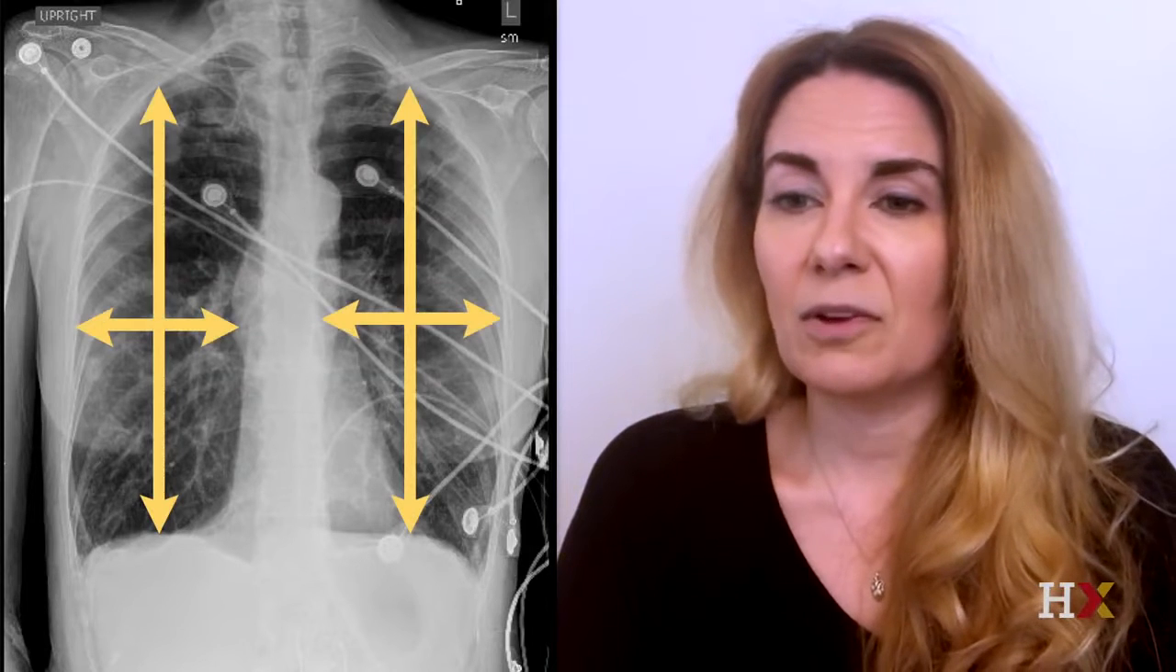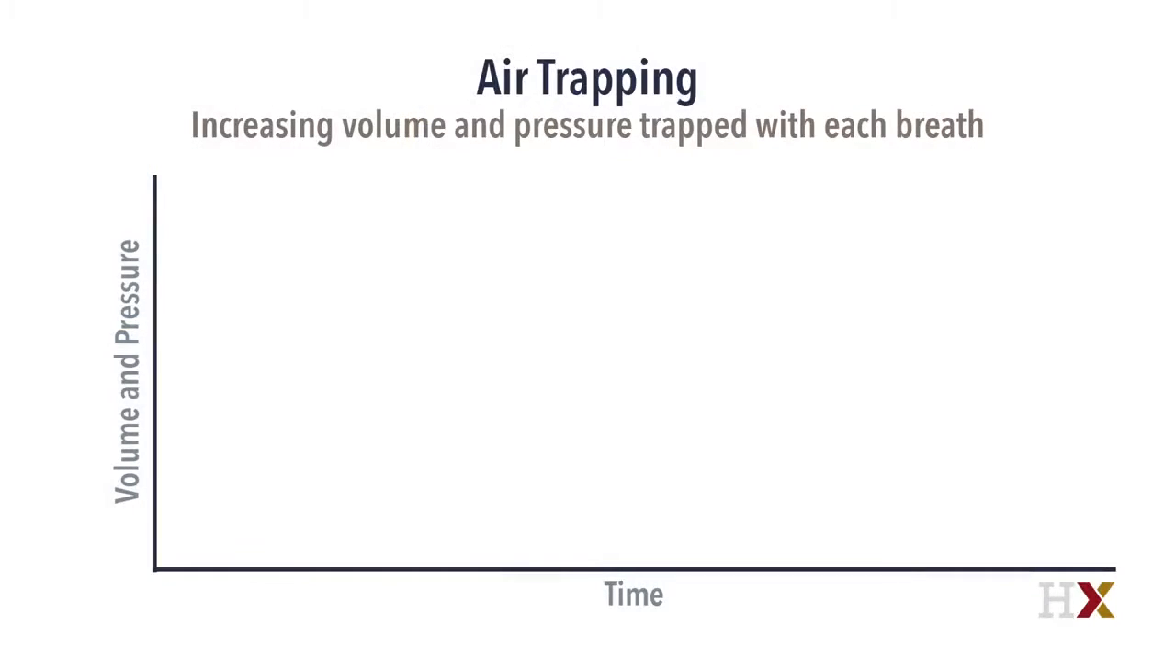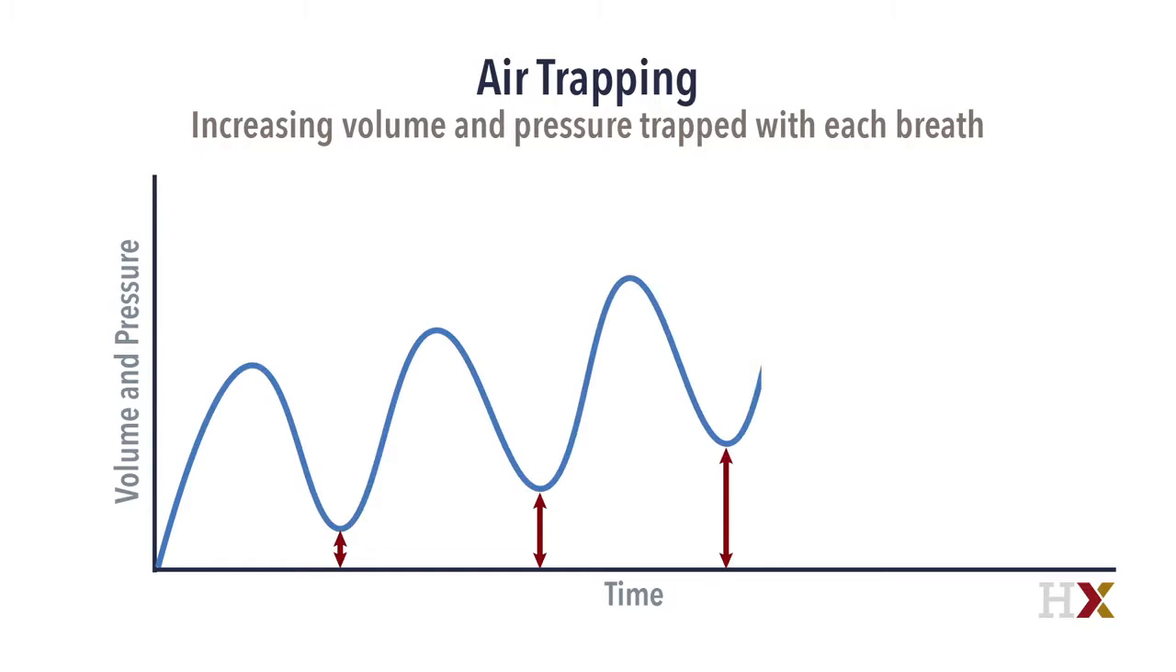Here's a chest X-ray of a patient with significant COPD. She has flattened diaphragms, enlarged lungs, and you can see that she has compression of her cardiac silhouette. What we worry about when these patients are placed on the mechanical ventilator is air trapping. As we discussed in the physiology video, air trapping can be a potentially deadly cause of decompensation for patients who are ventilated with obstructive lung disease.